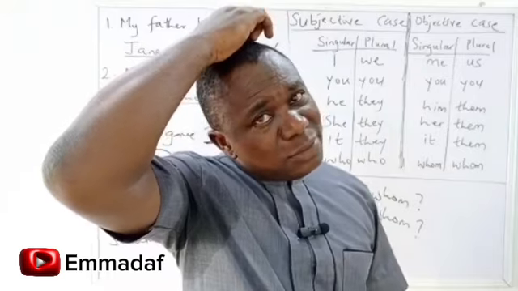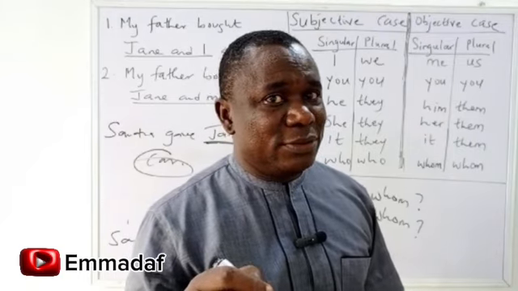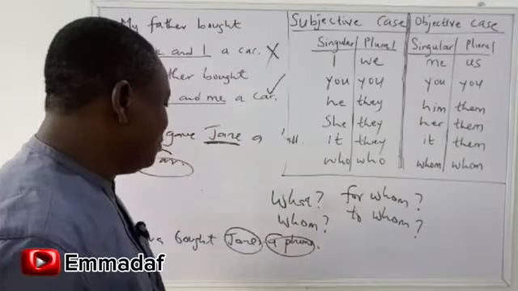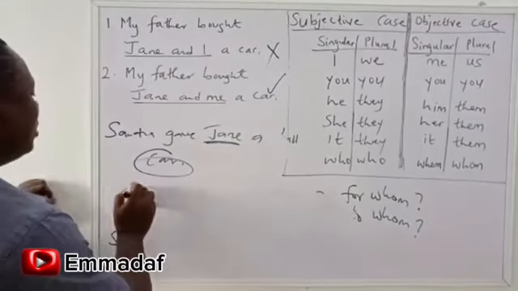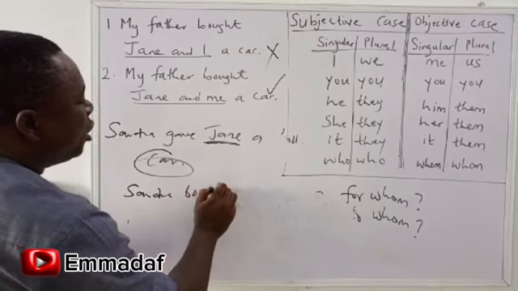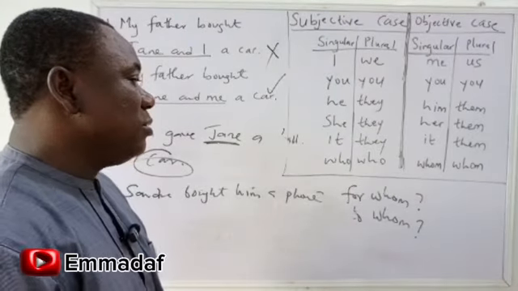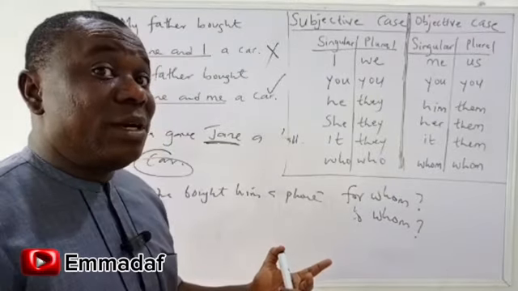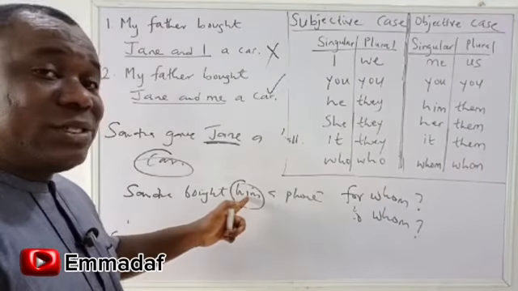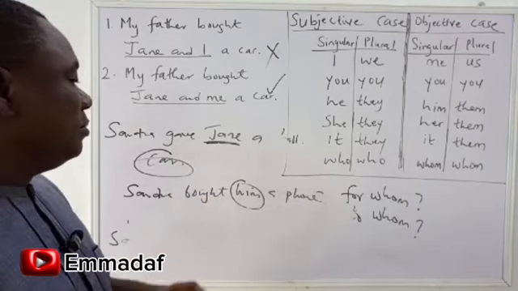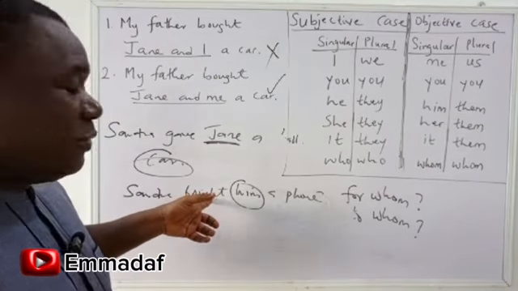A pronoun that is used as the object. Let me give an illustration where a pronoun is used. Sandra bought him a phone. I'm searching for the indirect object here. So I'm going to ask, for whom did Sandra buy a phone? Him. This is a pronoun functioning as the indirect object of this verb.